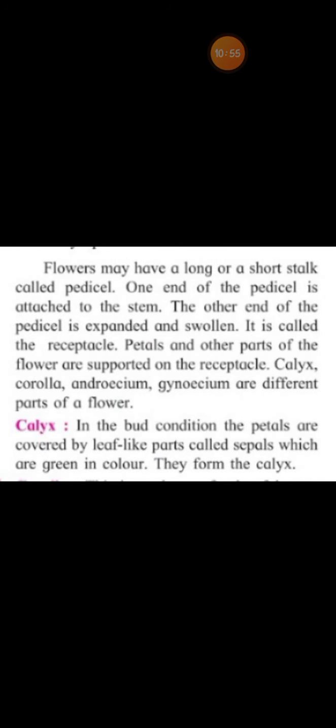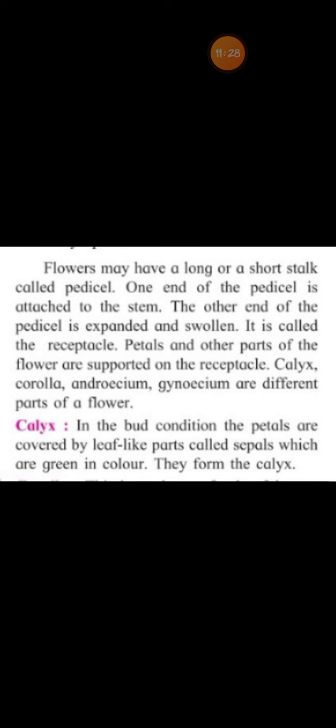Flowers may have a long or a short stalk called the pedicel. One end of the pedicel is attached to the stem. The other end of the pedicel is expanded and swollen, and it is called the receptacle. Petals and other parts of the flower are supported on the receptacle. Calyx, corolla, androecium and gynoecium are the different parts of a flower. Fine. Now first we will see about calyx.